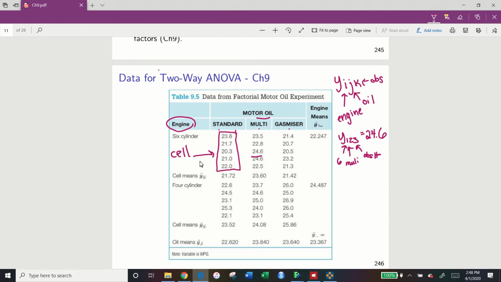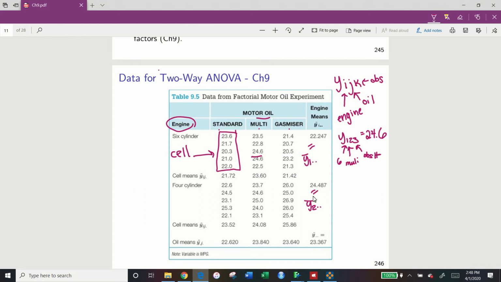Next, let's take a look at how we are going to abbreviate the means. Using our Yijk, engine is the first one, so the mean is going to be y bar i dot dot. The i means it's going to show for the different engine types. So for 22.247, that would have been y1 dot dot. And for the 24.8 or 487, that would have been y2 dot dot. That is the overall engine mean.